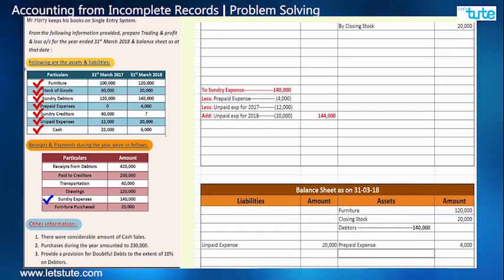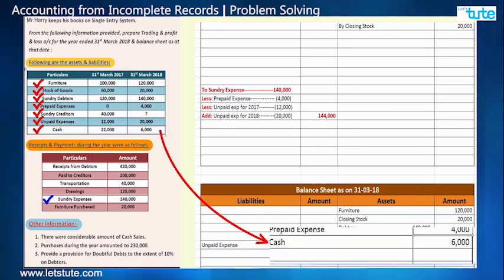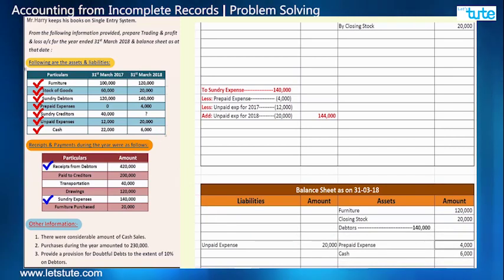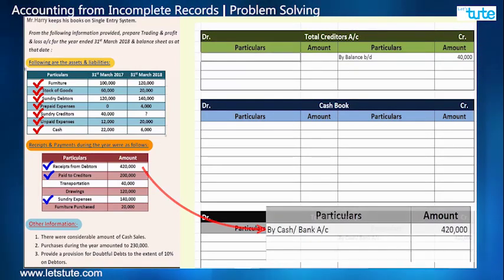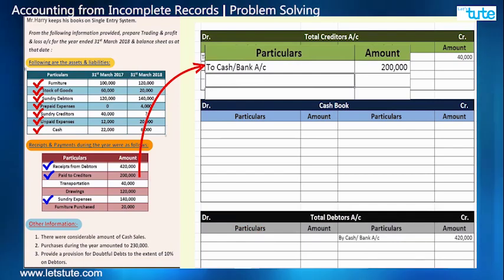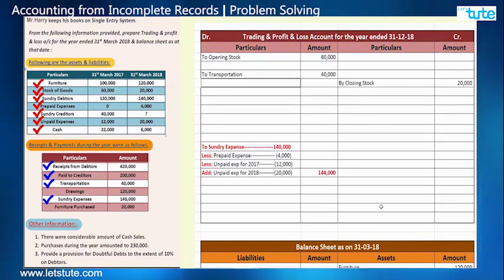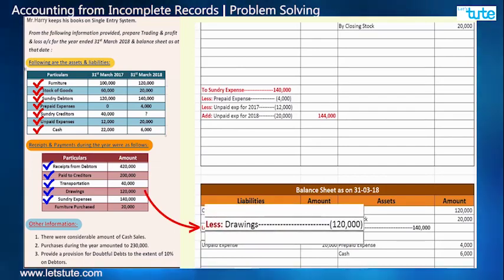Next is cash, which will be in balance sheet. Receipt from debtors and receipt from creditors will be recorded in debtors account and creditors account respectively to find the needed information. Transportation here in trading account. Drawings in balance sheet liabilities side under capital head.